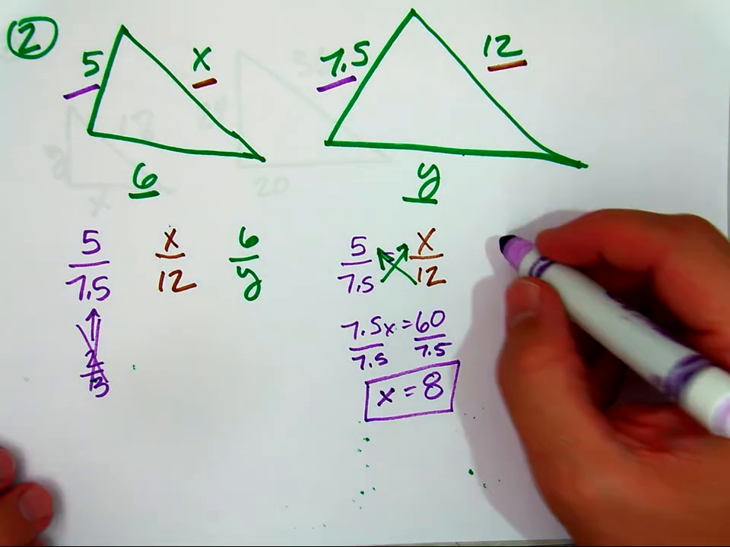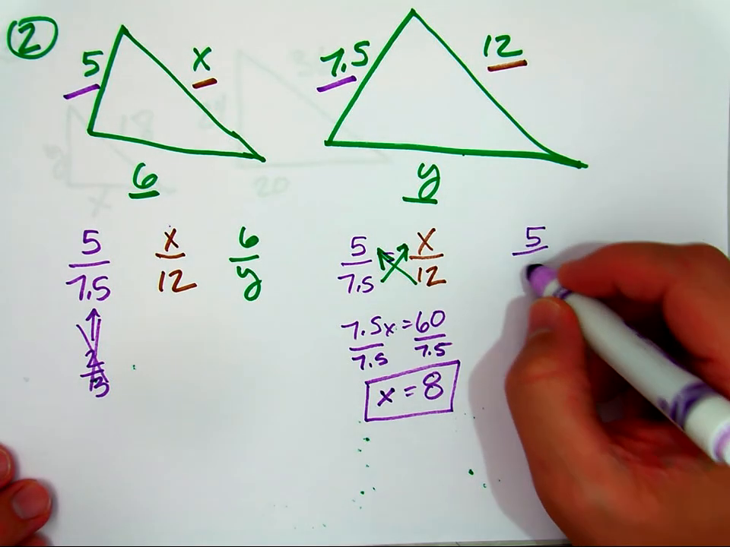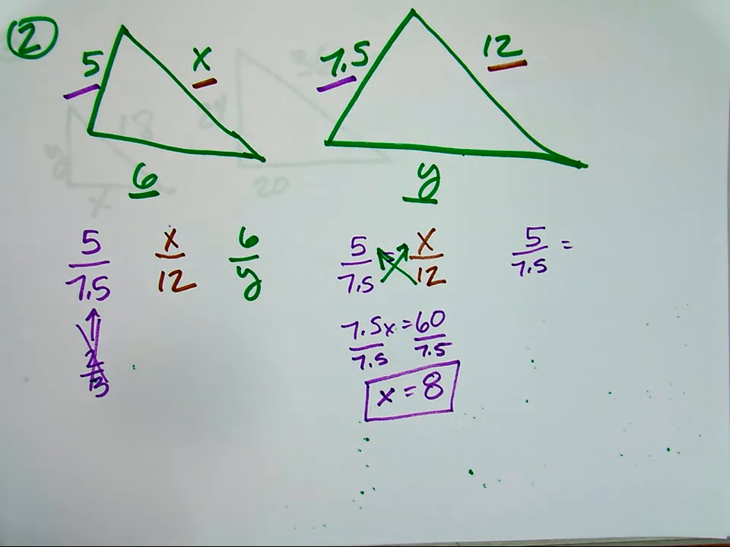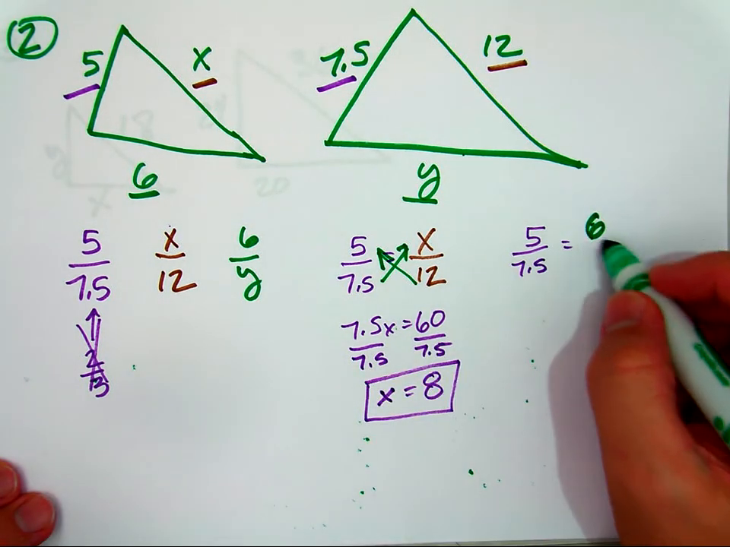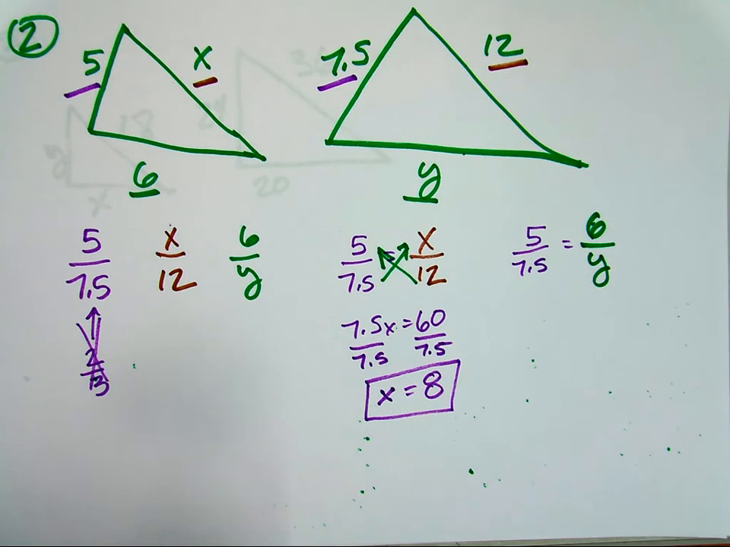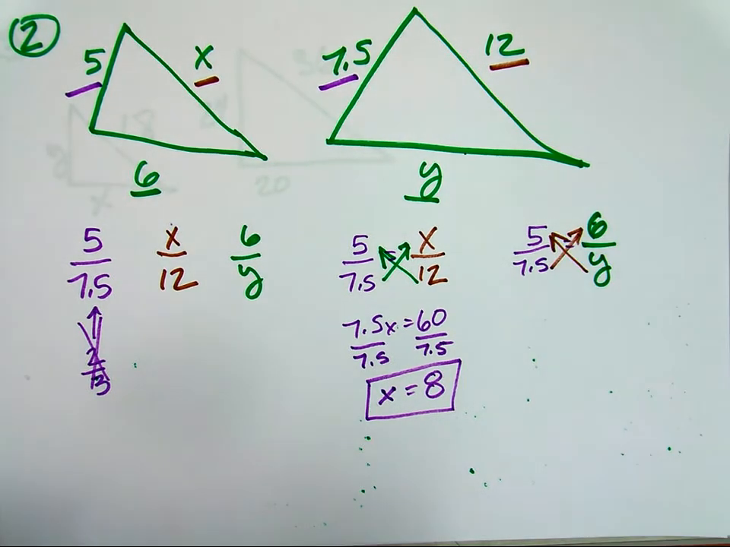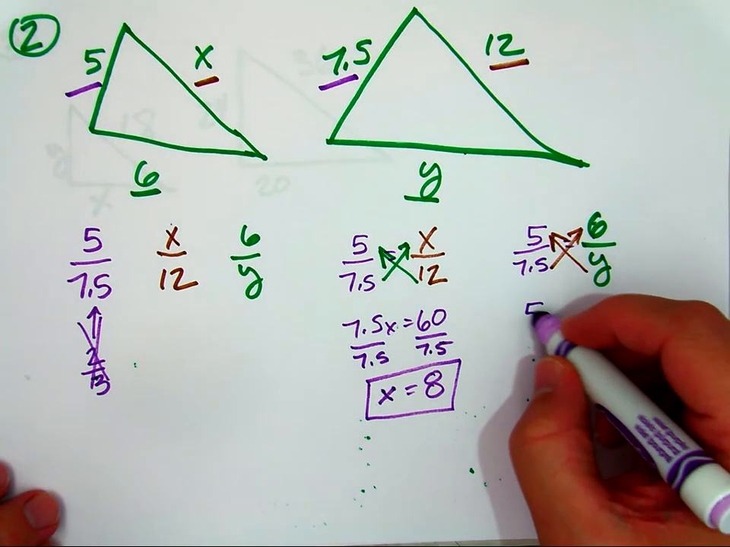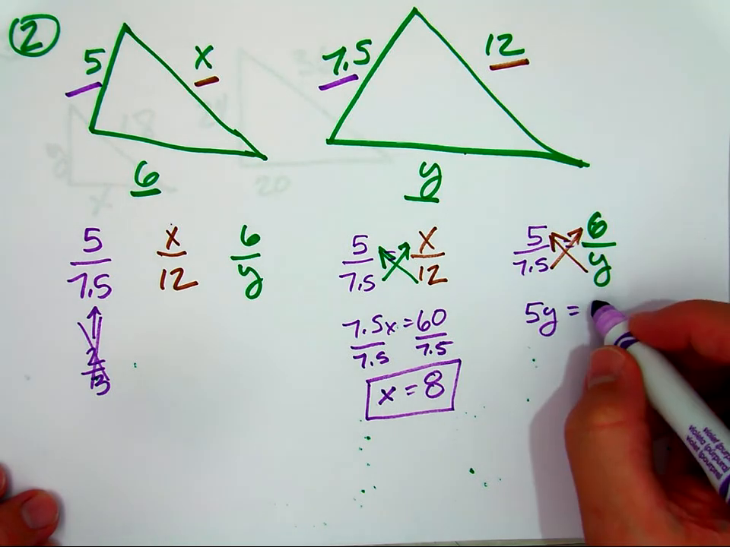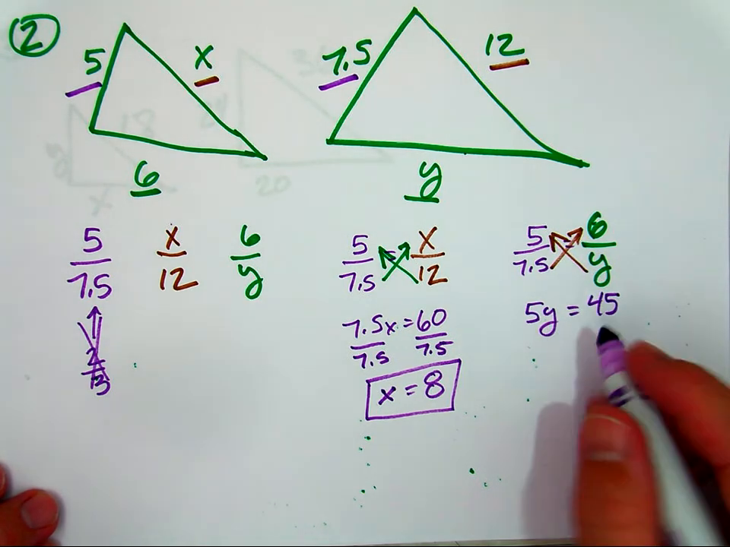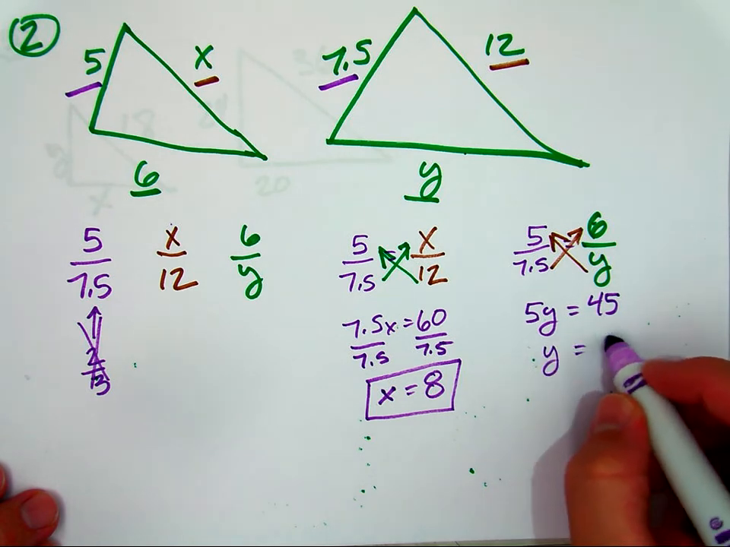Let's find the y. Our scale factor is 5 over 7.5, and our ratio including y is 6 over y. We're doing our cross products, and we get 5y equals 45. Y is equal to 9.